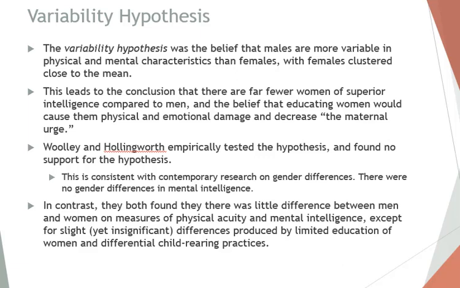That overall men and women should be equal, and the reason why men generally tend to dominate the area is essentially prejudice, the fact that women were kept out of the upper echelons of these areas. That was their idea. As you see on the bottom bullet point over here, they found there was little difference between men and women in physical acuity or mental intelligence, that they were essentially even.